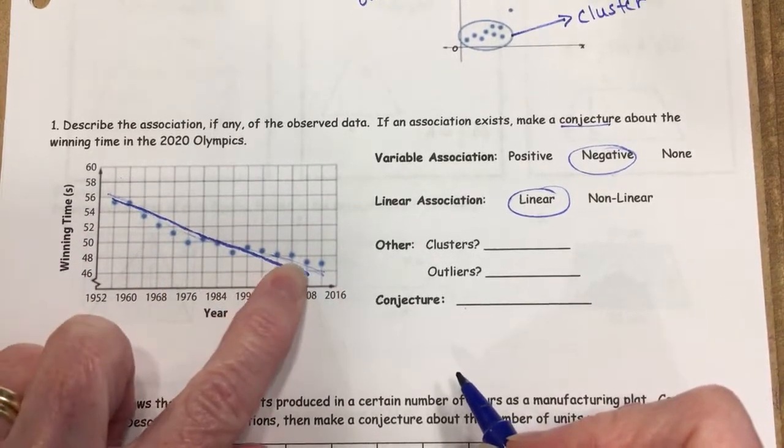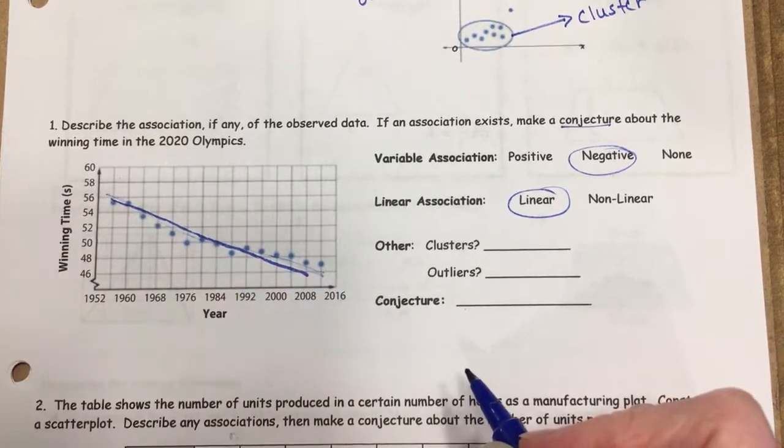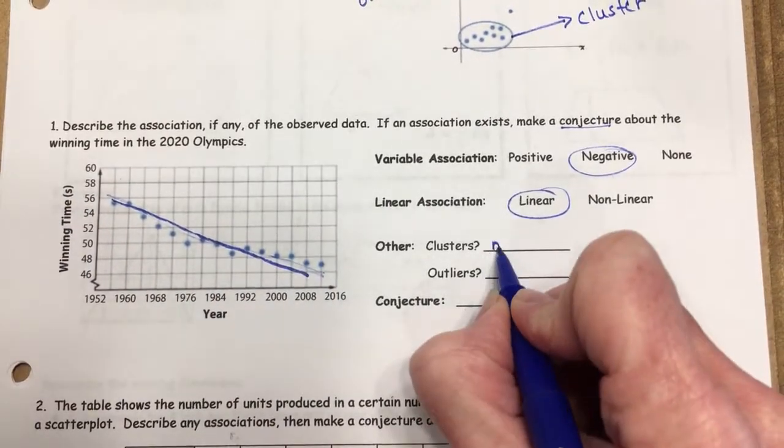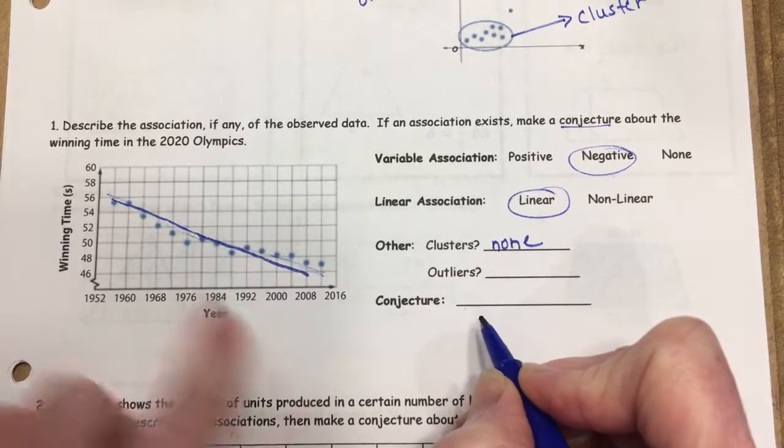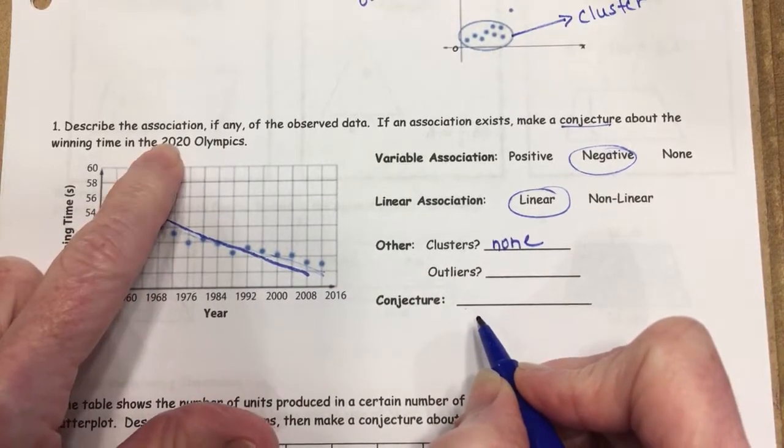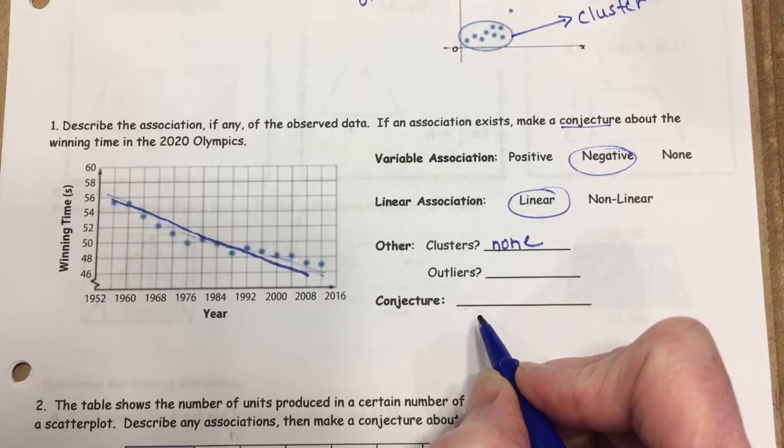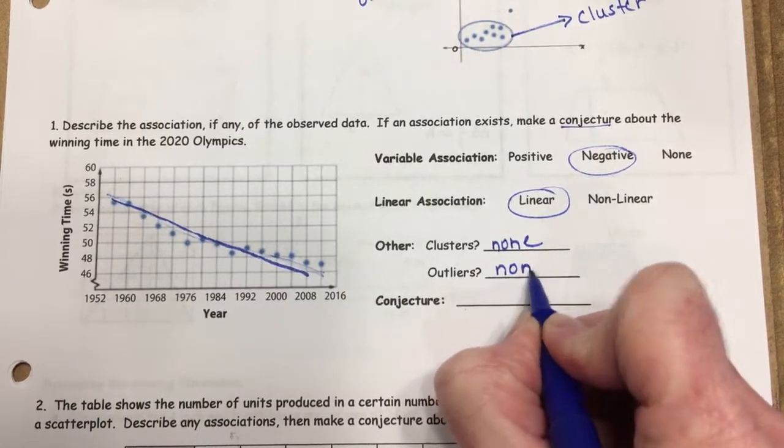Okay, so they're not any super, super close, or you don't have a bunch right next to each other, so I would say no. And then what about outliers? Okay, you have one way up high or way down low. And I would say no, there are no outliers either.